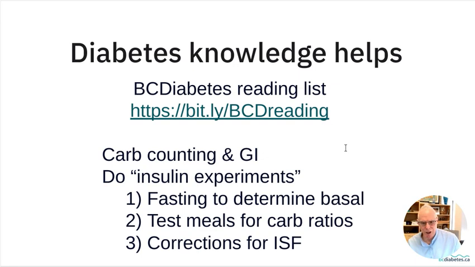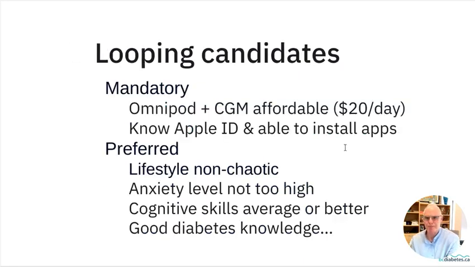And then finally, a correction for ISF. If your sugar needs to go from 12 down to 5, take the insulin that is predicted by your ISF, and if sugar goes too low, obviously you need to weaken your ISF. If it's too high, strengthen, etc.